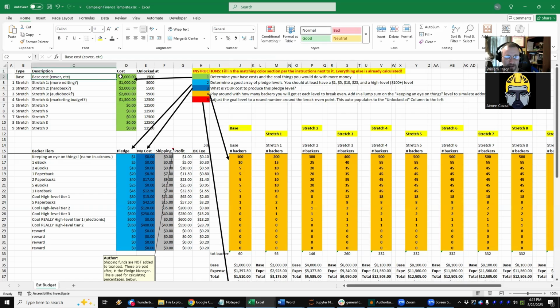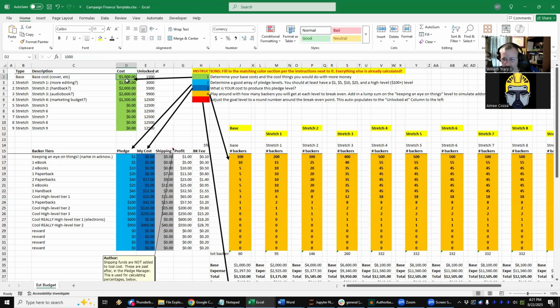But so base cost, we're going to say it's $1,000 to produce a book because you want a really nice cover. And this is something you can do with crowdfunding, is you can get a little bit more expensive than if you were saying put a book out yourself.